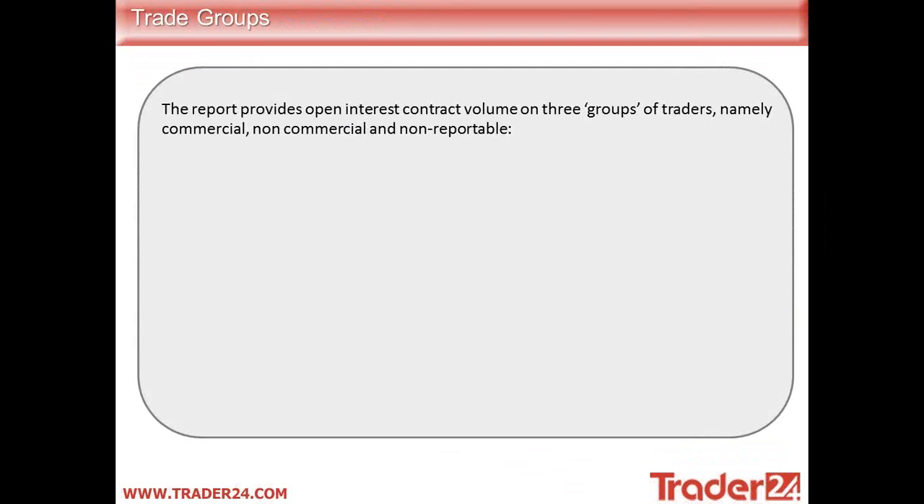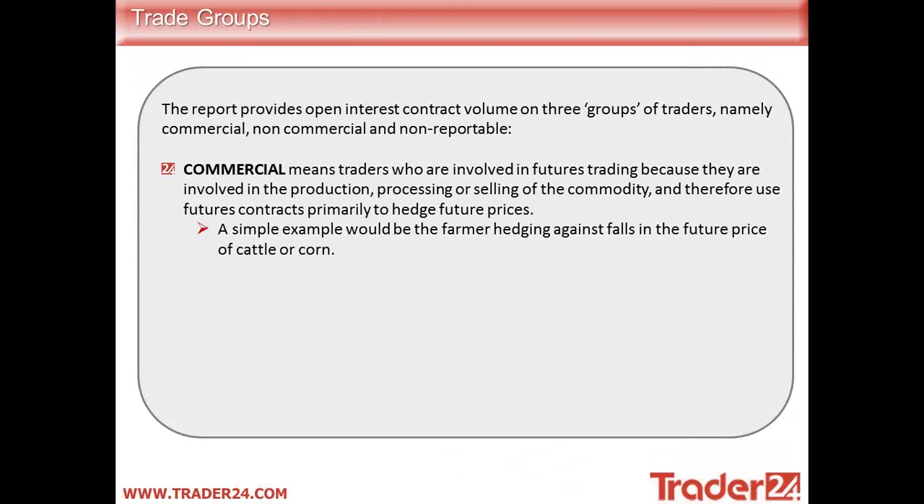Okay, so there's a variety of trade groups that we have here. They are namely the commercial, non-commercial, and non-reportable. I'm just going to go through the definition of each of those. Firstly, the commercial means traders who are involved in futures trading because they are involved in the production or processing or selling of an entity or commodity, and therefore use futures contracts primarily to hedge futures prices. So a classic example here would be a farmer hedging against falls in the future price of cattle or corn.